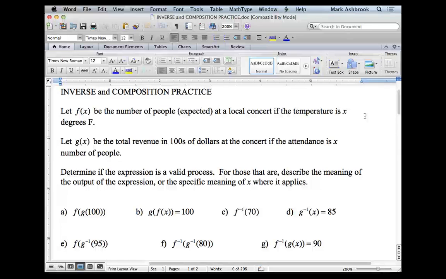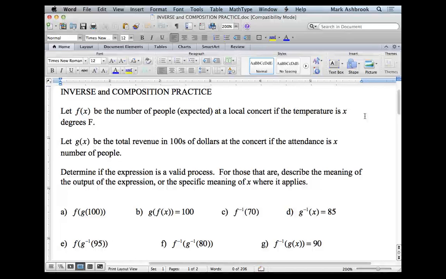Remember we said, what's the quantity of input into F? The number of people or temperature? Temperature. So if you try to put anything other than temperature into F, it's going to reject it. If you try to put volume into F, or profit into F, or height, it's going to reject it. The function of F is to take temperature and give you number of people expected at the concert. Okay? So that's what you're looking for, ones that work and ones that don't.